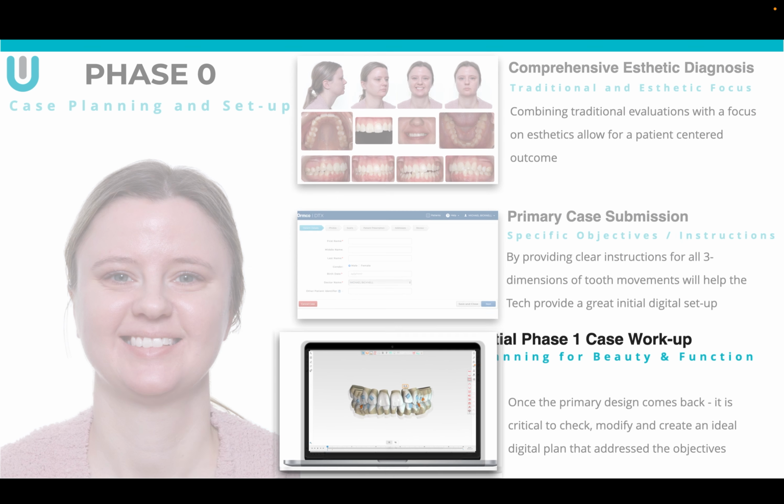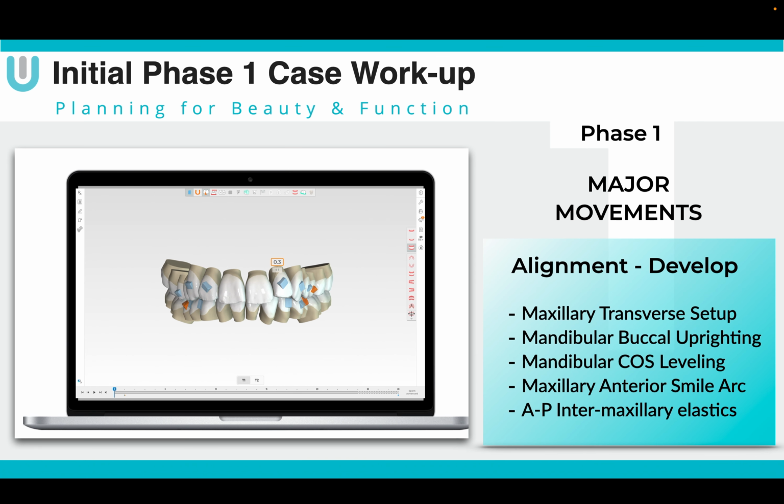Once that gets submitted, we're going to get our first case workup back. And the most important part about our 3-phase approach to aligners, which we talk about in our courses, is phase 1 is all about major movements. Okay, this is where we want to do all of our development and alignment. We want to make sure that we resolve the rotations and crowding. Maxillary transverse is most important. Transverse first. We have to dictate the vertical of the anterior and then start leveling the lower. If we do have a significant AP issue, we'll start attacking the AP problem in phase 1.